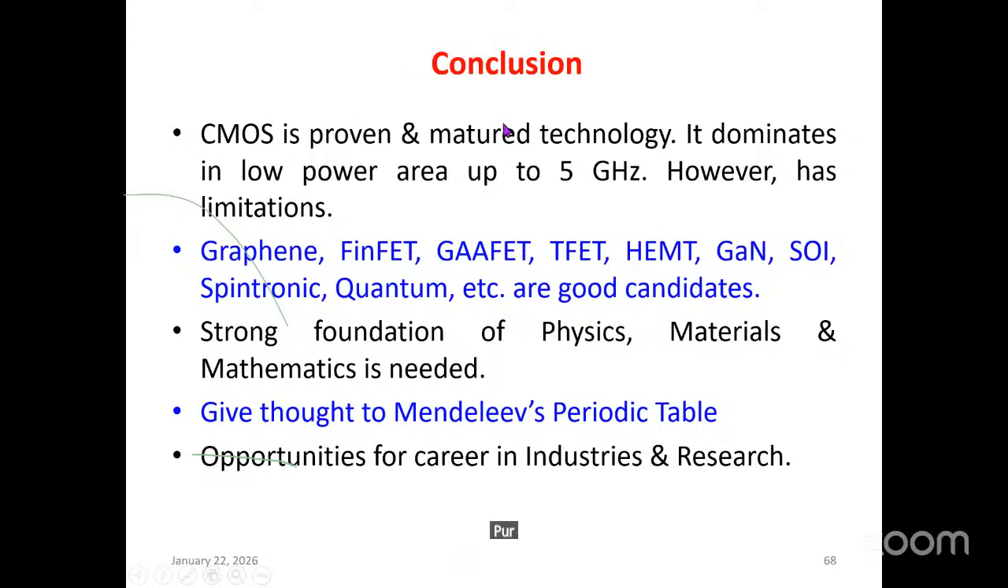Purposely, I will read out every word. CMOS is a proven and mature technology. It dominates in the low power area up to 5 gigahertz. However, it has its own limitations. Graphene, FinFET, gate all around FET, tunnel FET, high electron mobility transistors, GaN, SOI (silicon on insulator), spintronic, and quantum devices are the good candidates. Many of them are being matured.